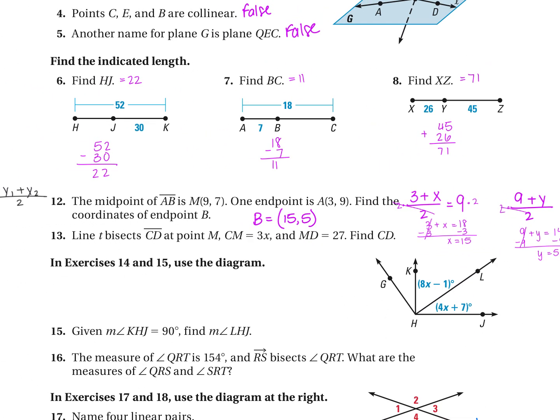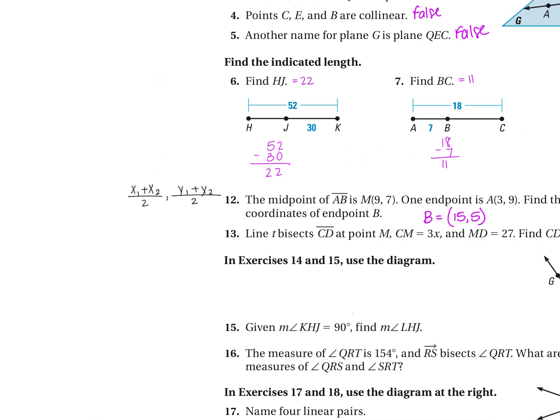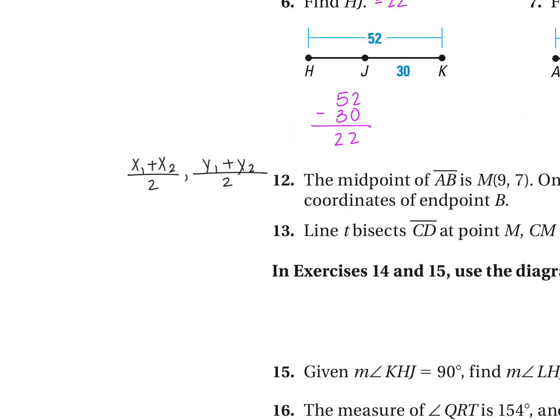All right, 13. So when you're looking at it, all right, for 13, it says line T bisects CD at point M. So I'm a visual person. I need to draw this. So here is my line.